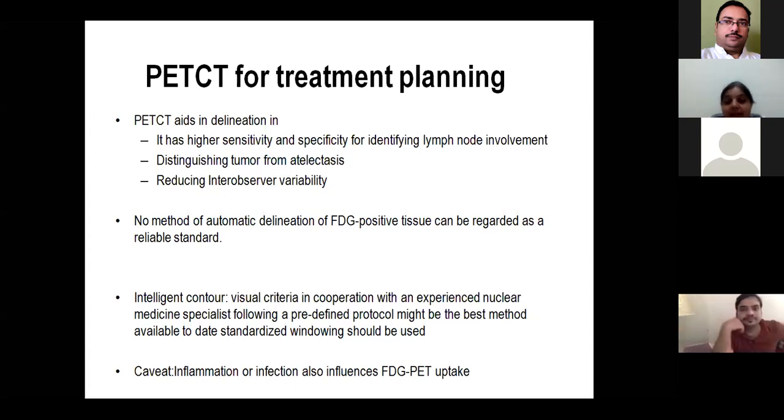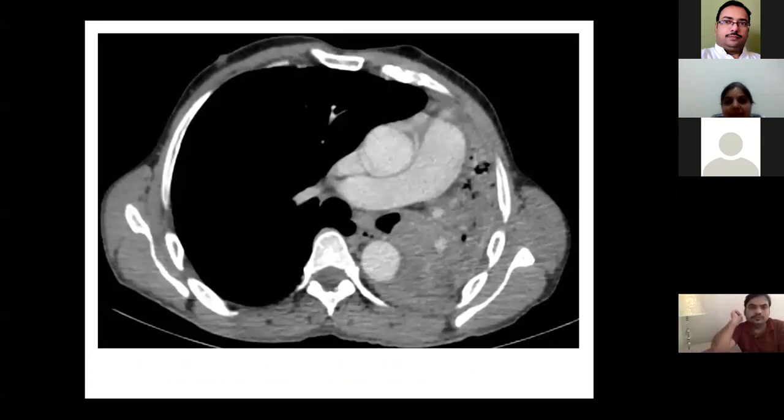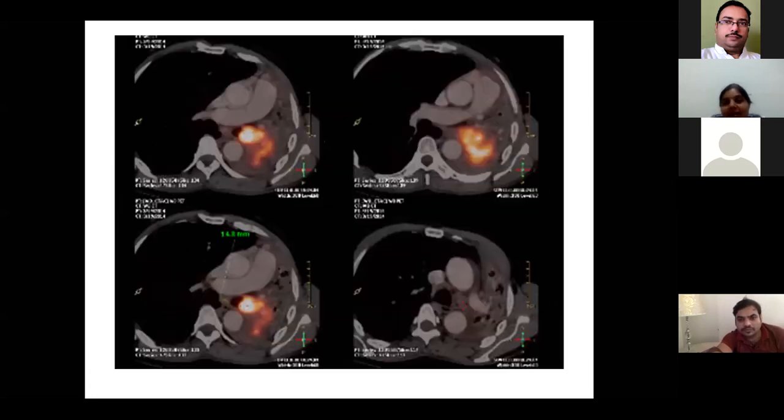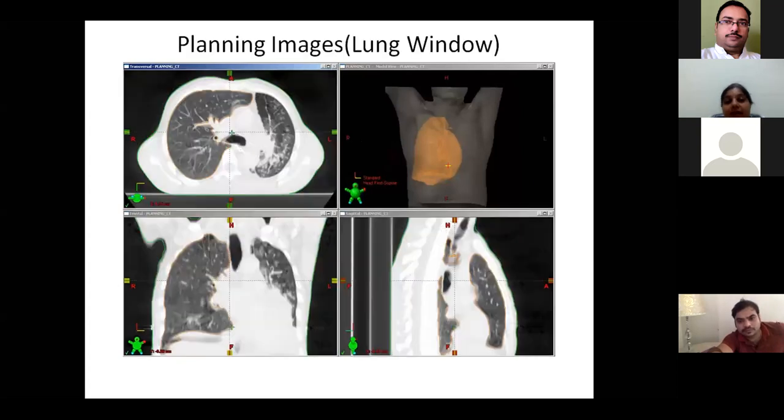And again, the caveat is that inflammation or infection can influence PET uptake. So this is a CT scan of a lady with a central lung tumor and collapse of the lung. It was very difficult to identify where the tumor is and where the collapsed lung is. And the PET CT very nicely helps us determine where the tumor is located. This is one situation where PET CTs are generally very useful.